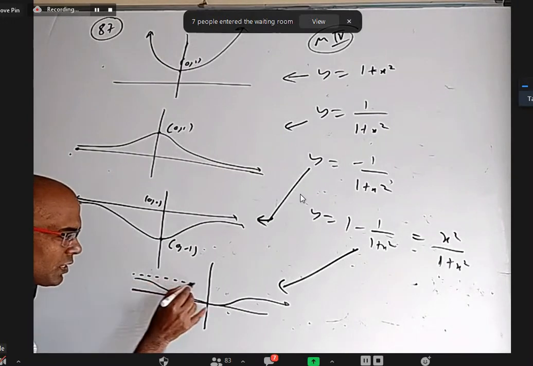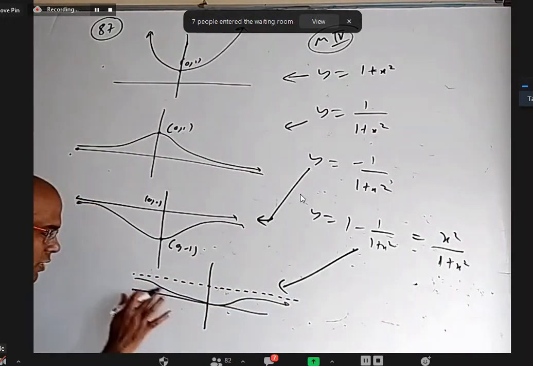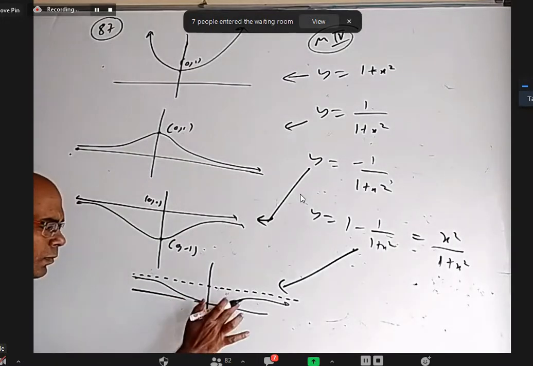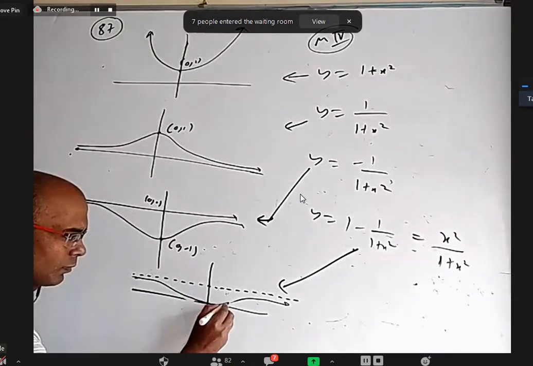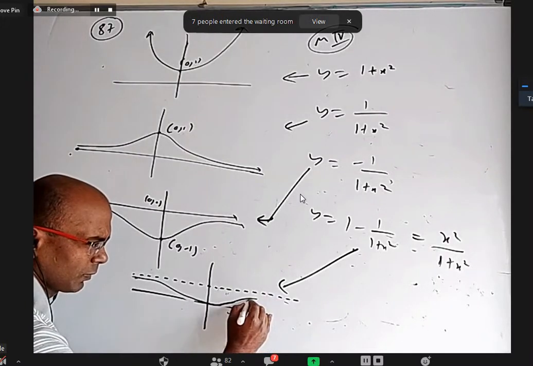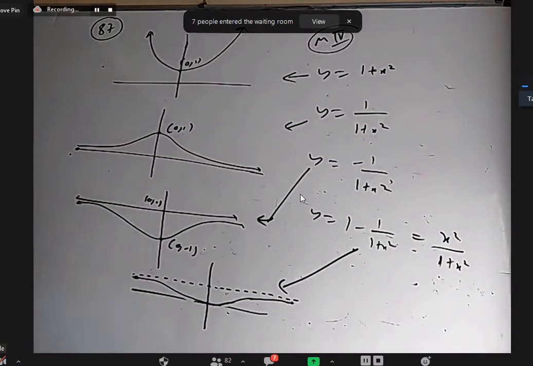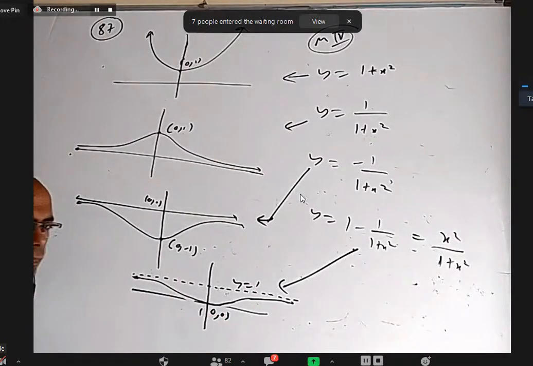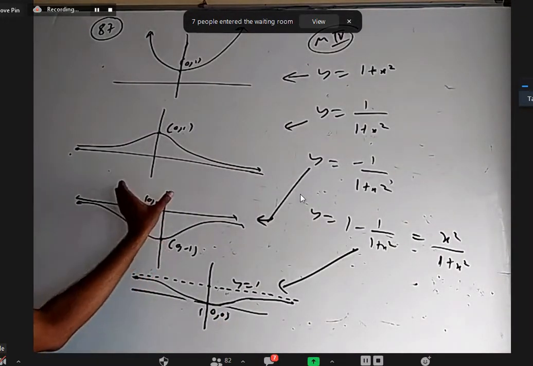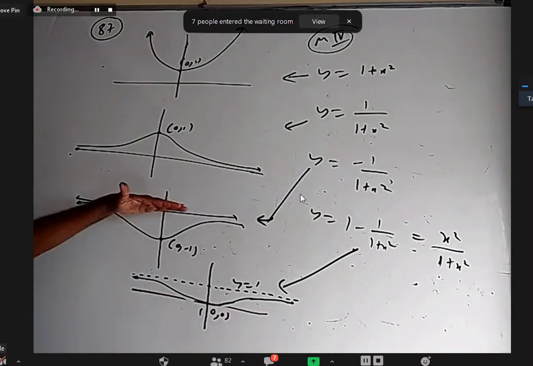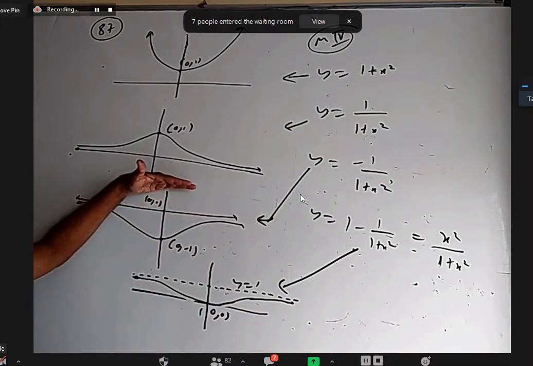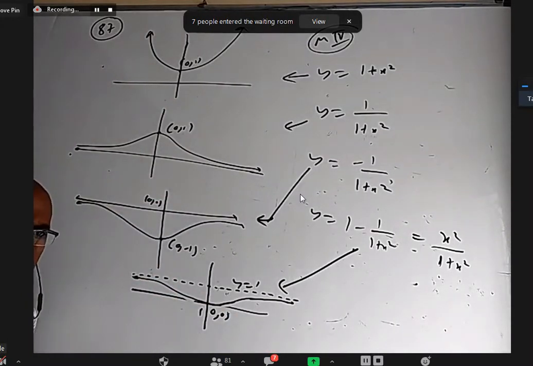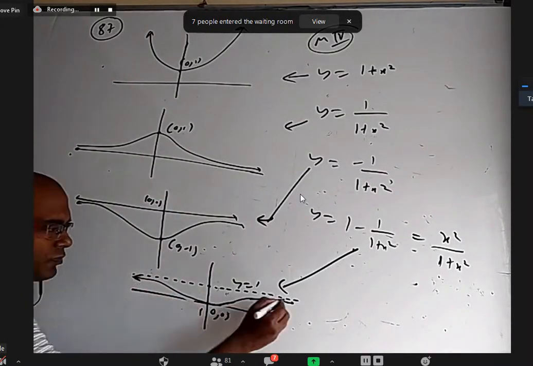there is one horizontal line. It is trying to touch that. Like this. This is y equal to 1 line. This is 0, 0. I have to move this upward by 1 unit. That is this graph. Earlier it was trying to touch the x-axis. Now it is trying to touch a line which is 1 unit above, which is y equal to 1 line. So this is the graph.